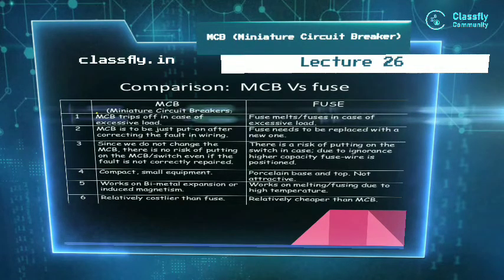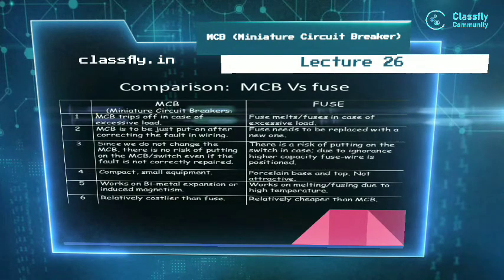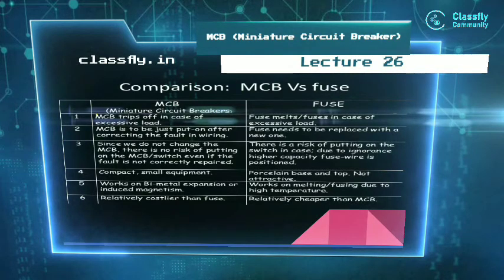Third point, since we do not change the MCB, there is no risk of putting on the MCB switch even if the fault is not correctly repaired. Even if the repair is not done, we can still use the MCB. Whereas with a fuse there is a risk of putting on the switch if, due to ignorance, a higher capacity fuse wire is positioned. So we need to change the fuse after it melts.